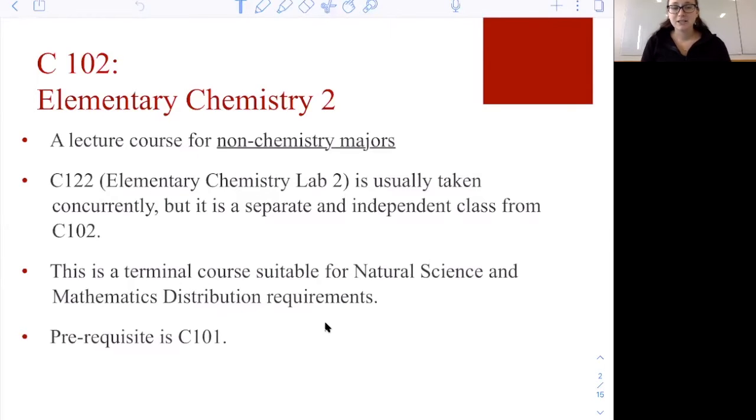Lastly, this is the terminal course for the natural science and mathematics distribution requirements. And this has a prerequisite course of C101.